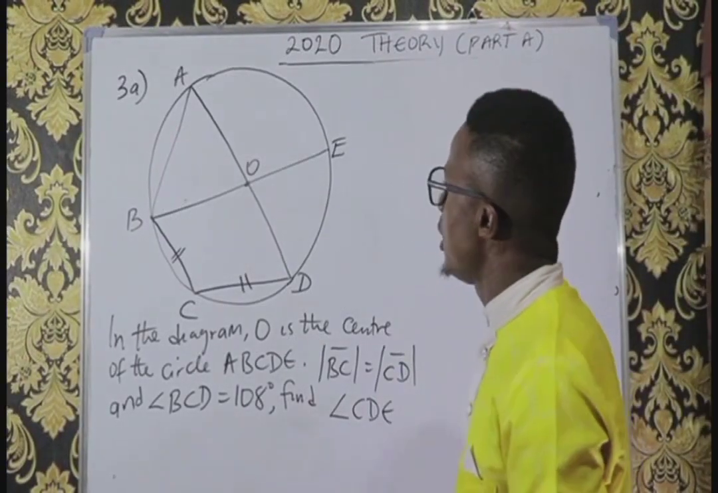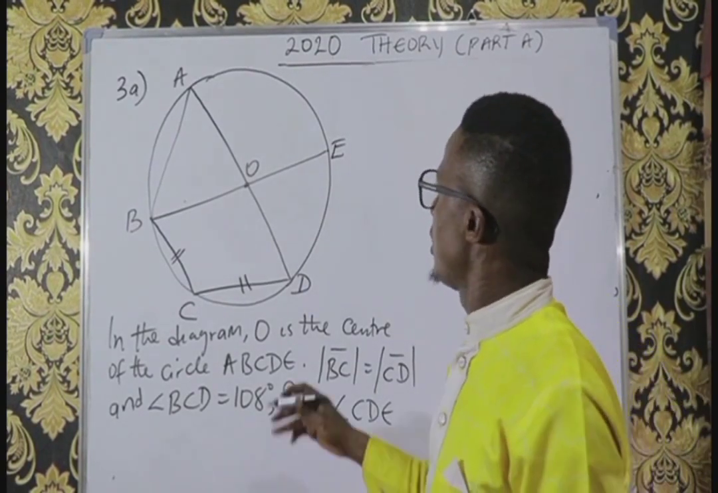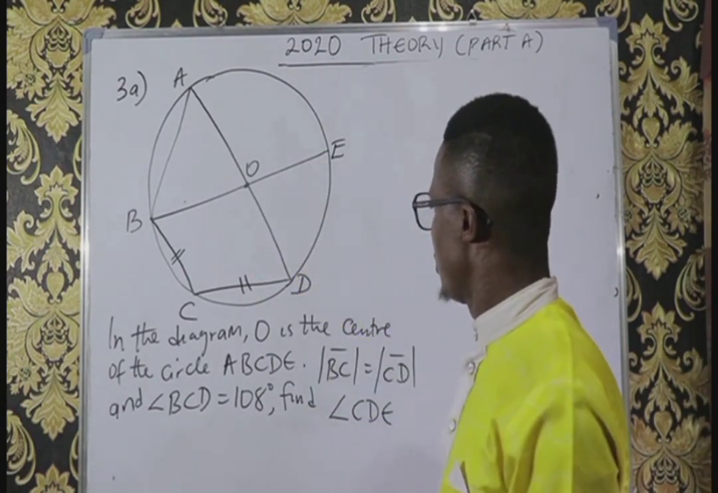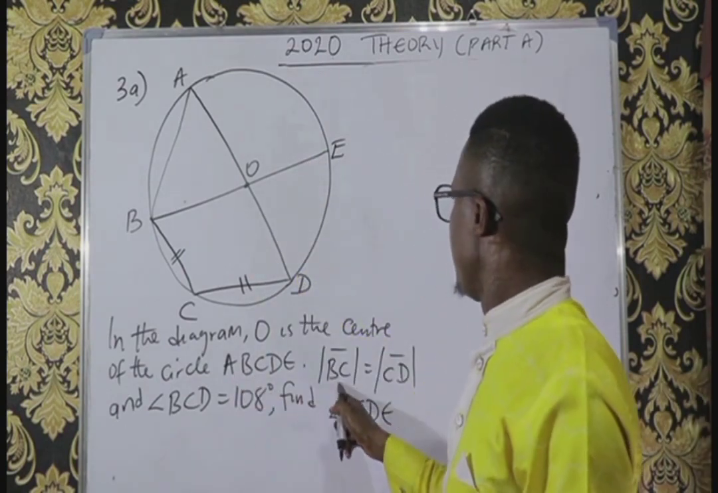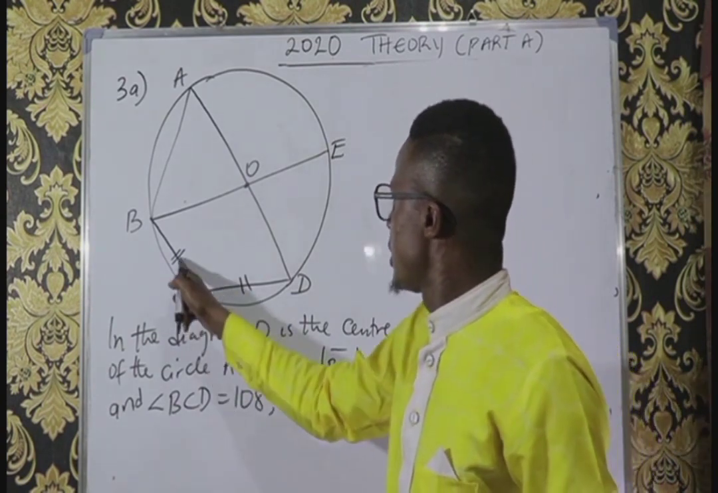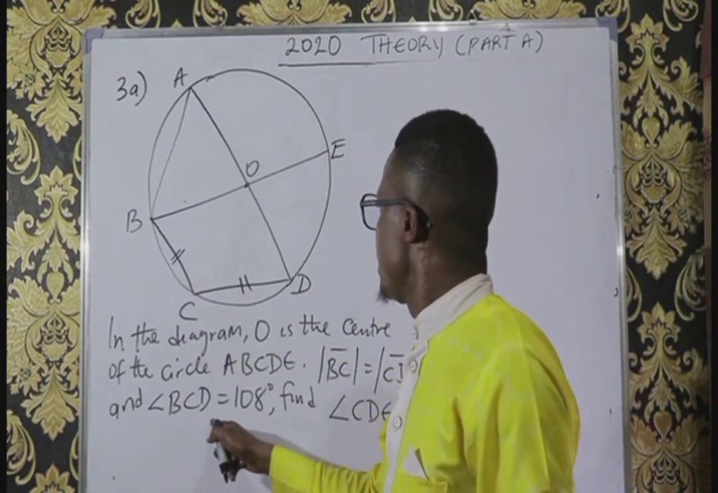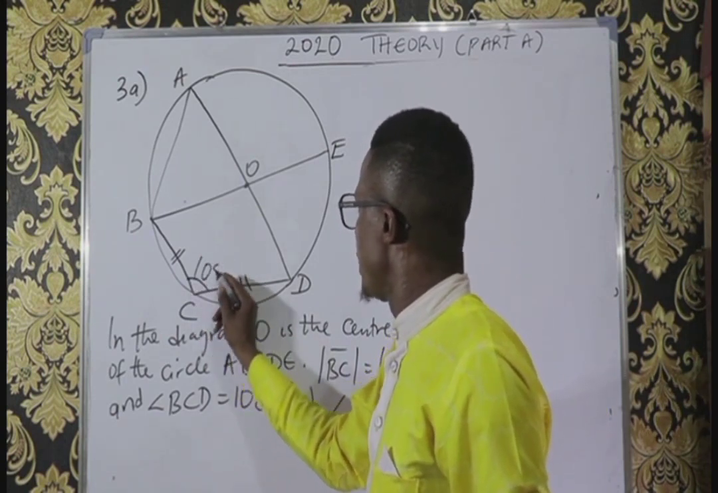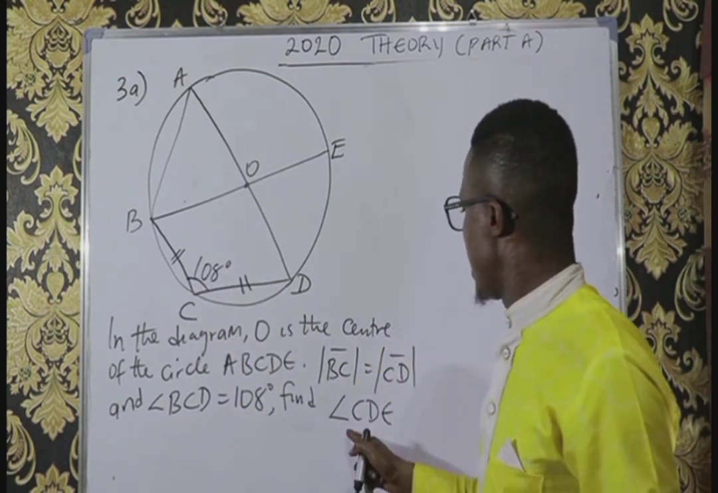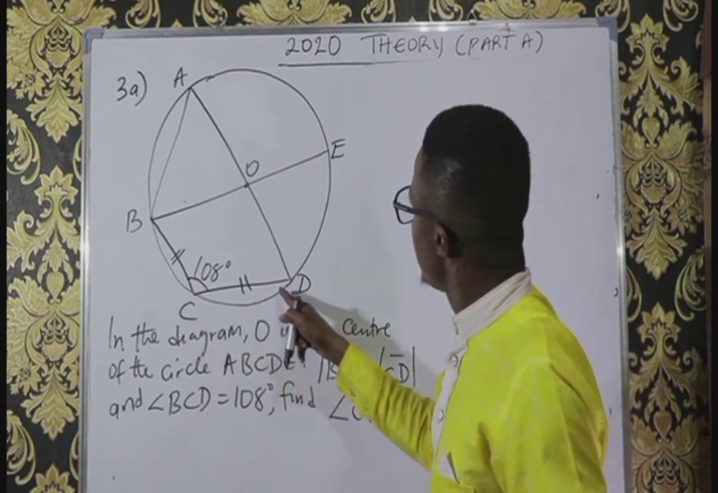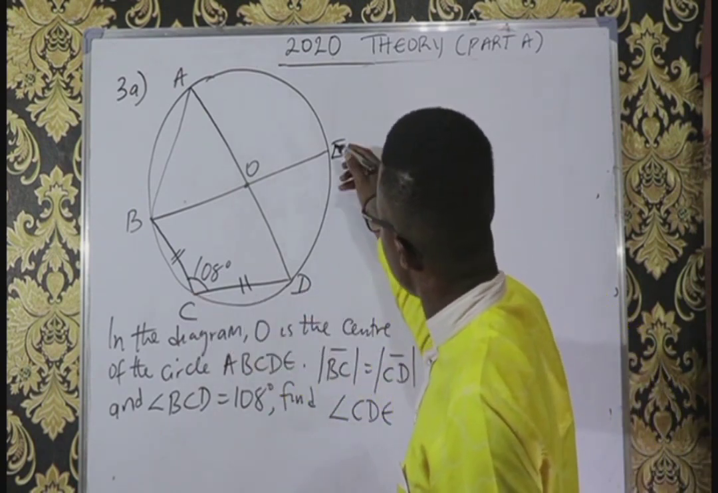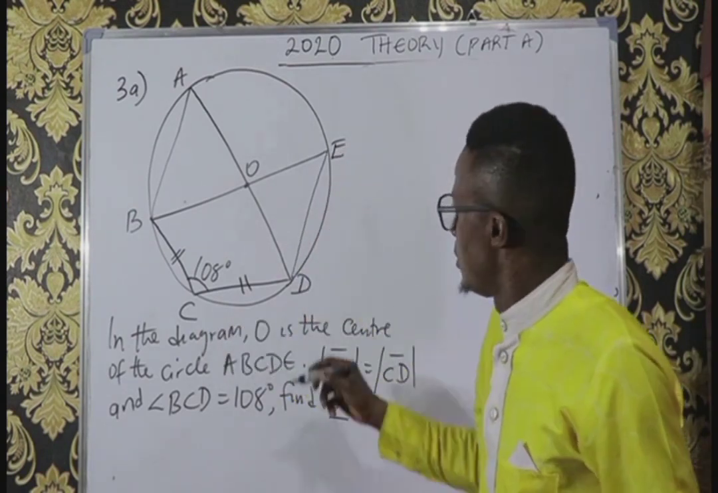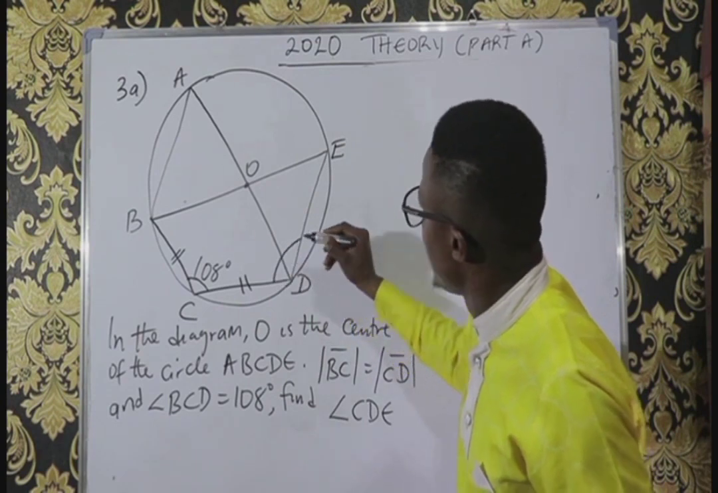Okay. In question 3a, we are given this particular circle, and we are told that in the diagram O is the center of the circle, and line BC is equal to line CD. You can see it. And the angle BCD is 108. So this angle here is 108 degrees. We have to find angle CDE. C, D, and E. So this is the angle we need to find.